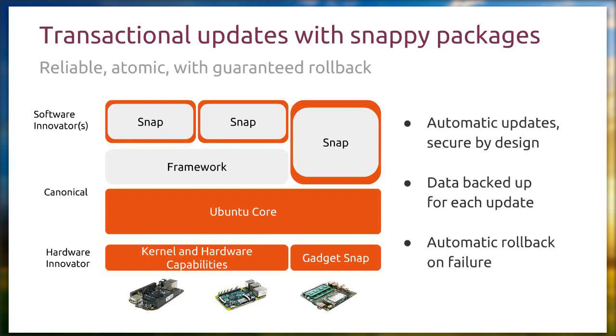So what does the Snappy model look like? At the bottom we have the kernel and the hardware capabilities. That's where you define how your kernel is going to be, what kernel modules you would like to include. We have a gadget snap. The idea with the gadget snap is to give a personality to a device.